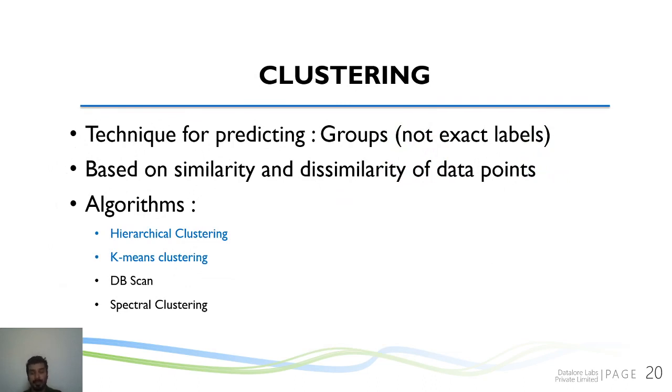If it is classification, it is a technique for predicting exact labels. There we will be predicting labels, like if the person is admitted or not admitted. These are labels. Whereas in the case of clustering, you don't have that final information. What you do is try to put data points together based on their similarity or dissimilarity. Again, in clustering you have a lot of different algorithms: hierarchical clustering, k-means clustering, DBSCAN, spectral clustering. A lot of different algorithms can be used for this unsupervised learning method.